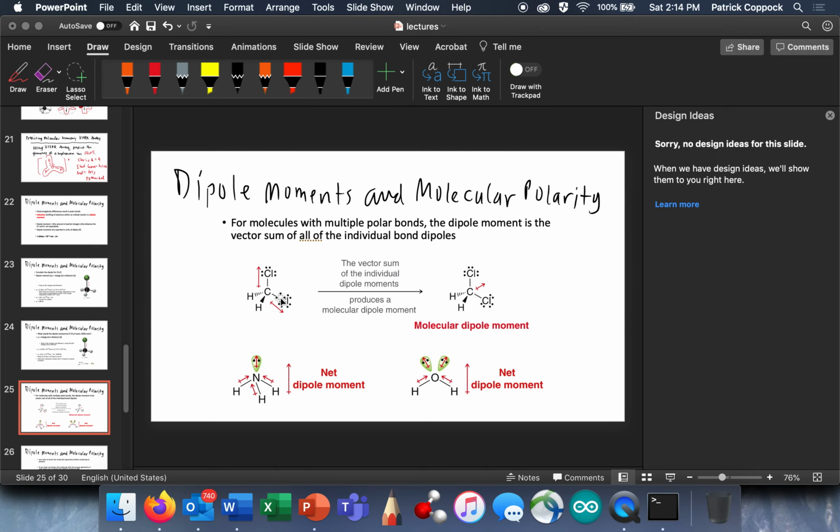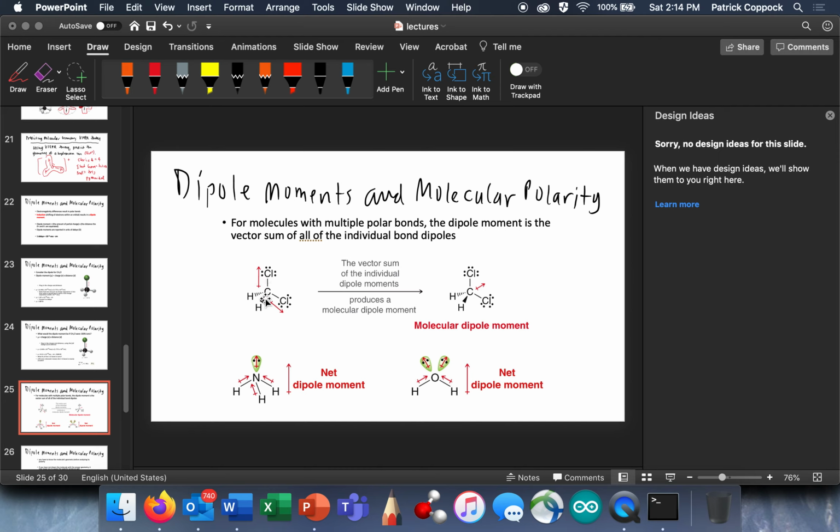So take DCM, dichloromethane. Here's dichloromethane here. If you've got a carbon-chlorine bond here, it's got a dipole moment going in that direction. This carbon-chlorine bond has got a dipole moment going in that direction. You see, they have some constructive interference, right? They're both sort of pointing in that direction. Can you see that? But there's also some destructive, right? They're sort of pulling against each other too.